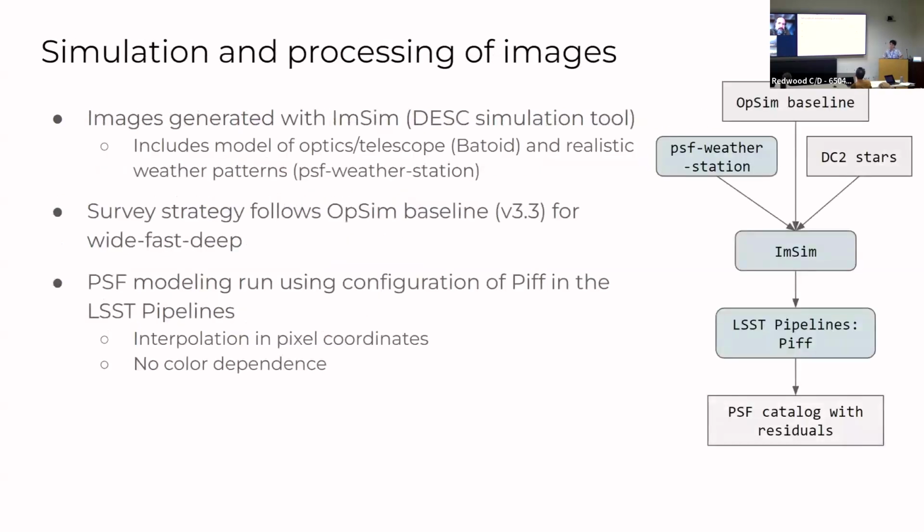We've done these tests on simulated images. We're generating these with imSim, which is a DESC image simulation tool. This includes realistic models for the optics and the telescope from Batoid, and weather patterns from the atmospheric PSF weather station. We're using the OpSim baseline survey strategy to select pointings for wide, fast, deep. We give all of these things to imSim, which generates CCD-sized images, which we then feed to Piff, which performs the PSF modeling. We get out a PSF catalog that has PSF measurements as well as residuals for reserve stars. The current configuration of Piff does the interpolation in pixel coordinates without including any color dependence.